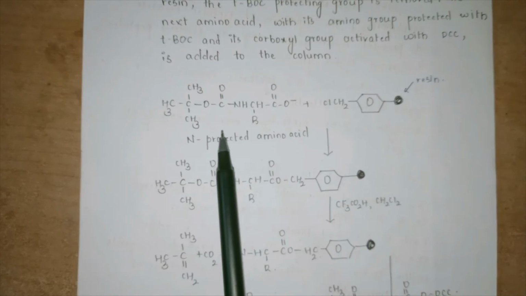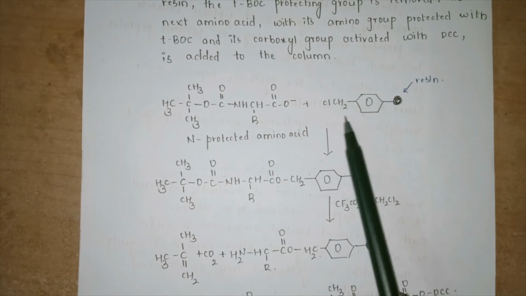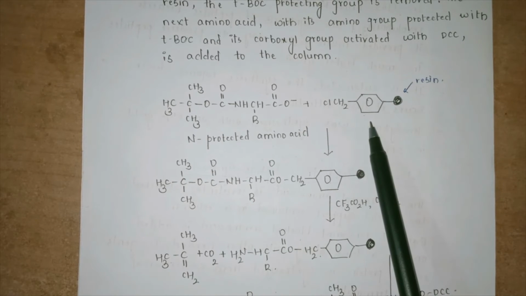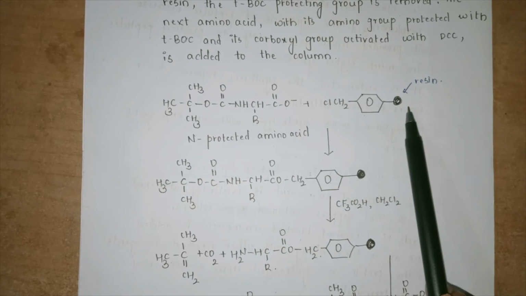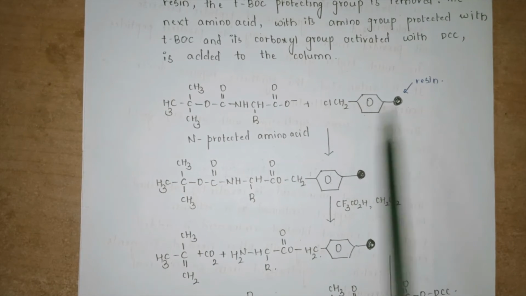This is an N protected amino acid. Now this is a chlorobenzyl system attached to the resin. This resin is called a polystyrene resin. Now this is a part of the column.